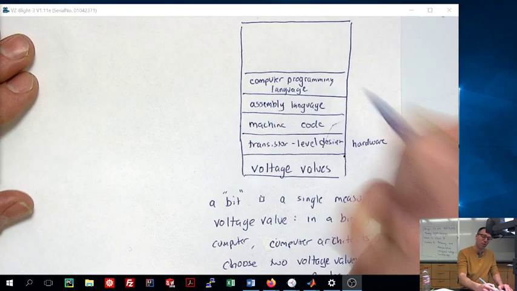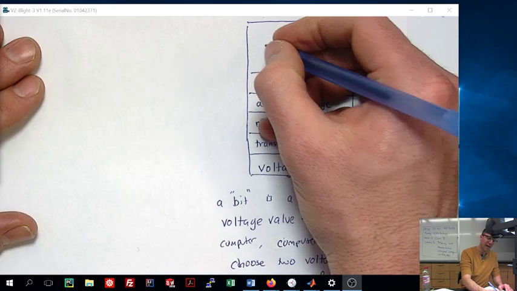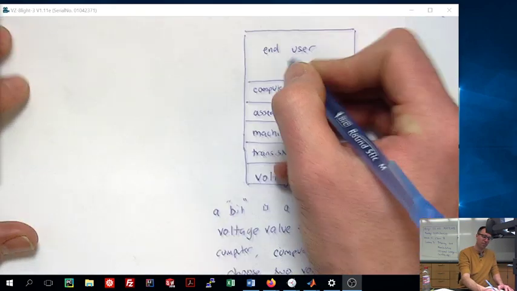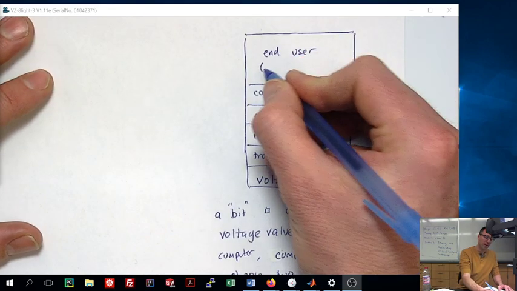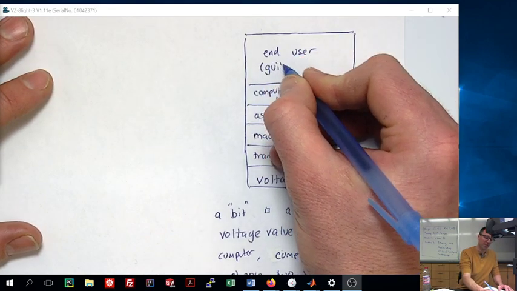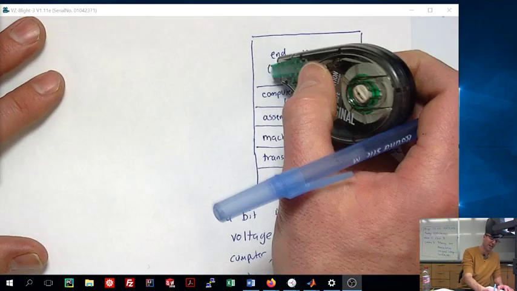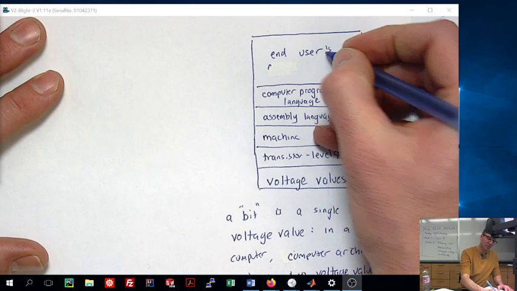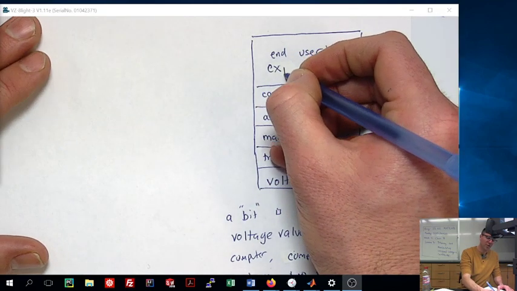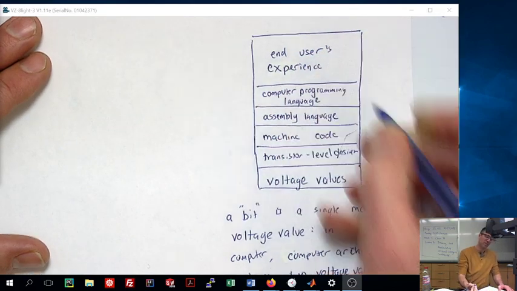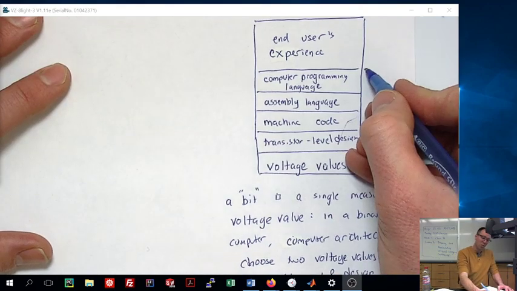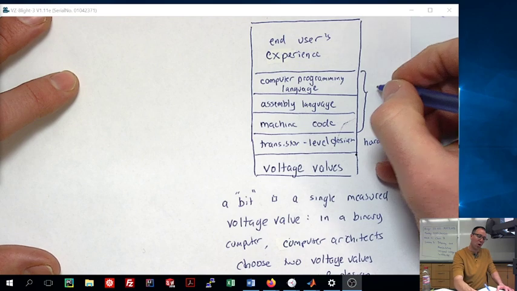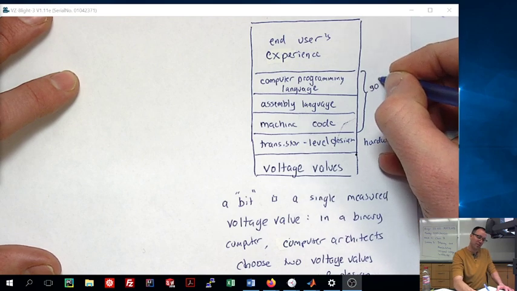Actually, MATLAB is included in there. And on top of this, we're going to have the end user. Usually we think about this as GUIs, graphical user interfaces, right? You might call this the end user's experience. Okay, these right here are all examples of what we call software.